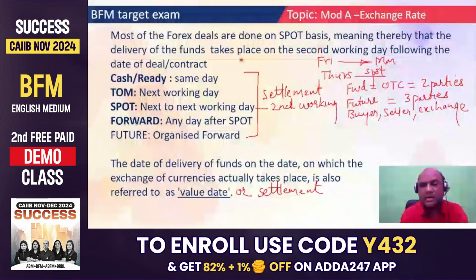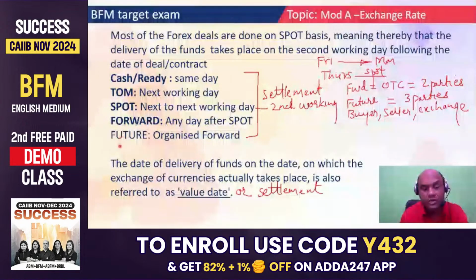Okay, how many types of transactions are there? Cash, ready, tom, spot, forward, and future. These are the 5 types of transactions. Cash ready means settlement is done on the same day. Tom means next working day. Spot means next to next working day, we call it second working day. Forward means any day after spot.